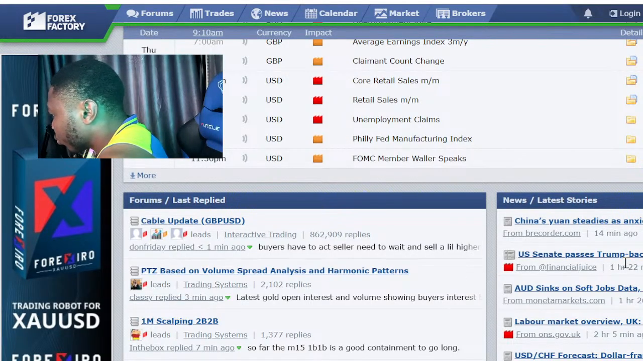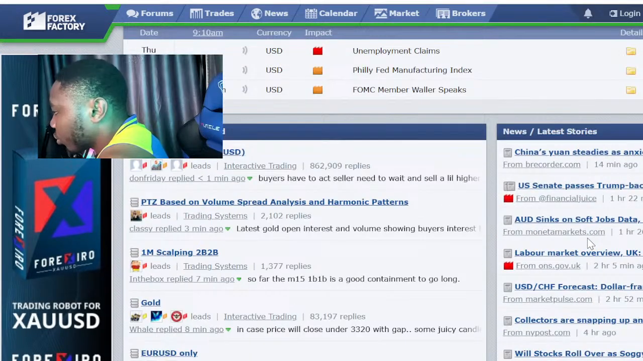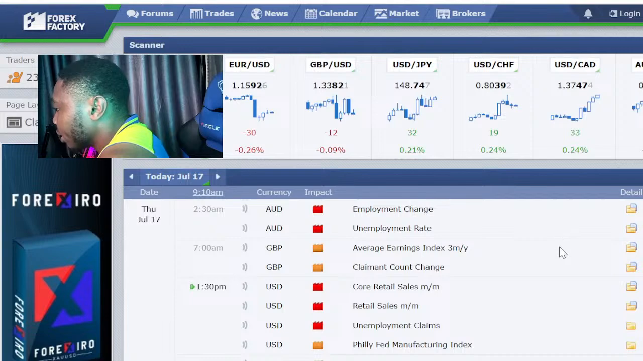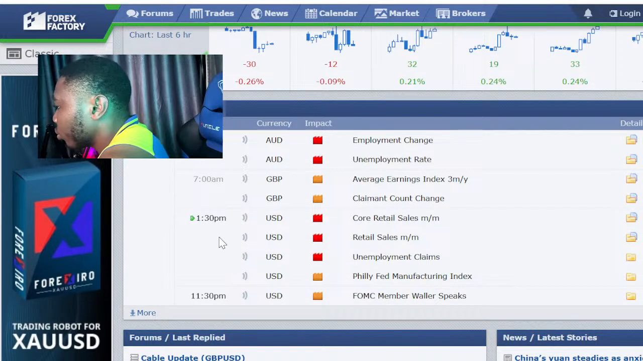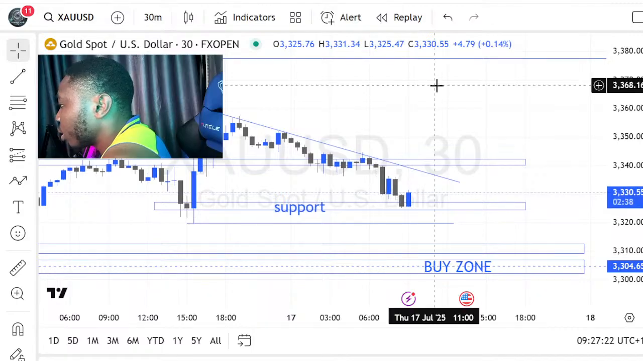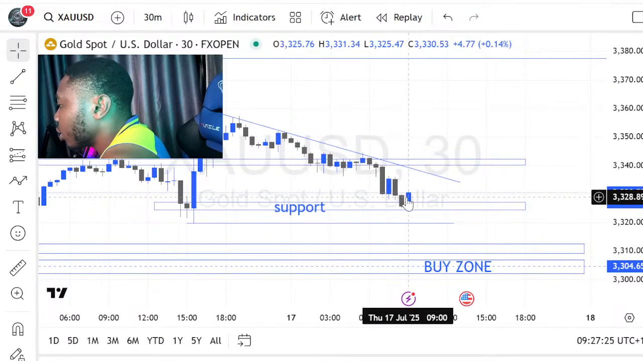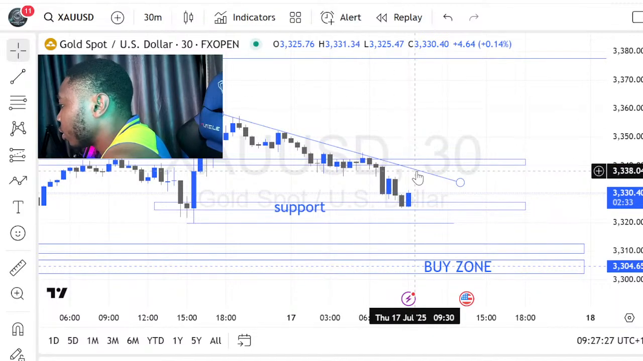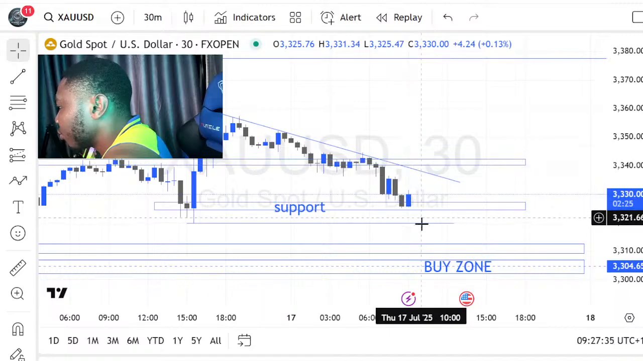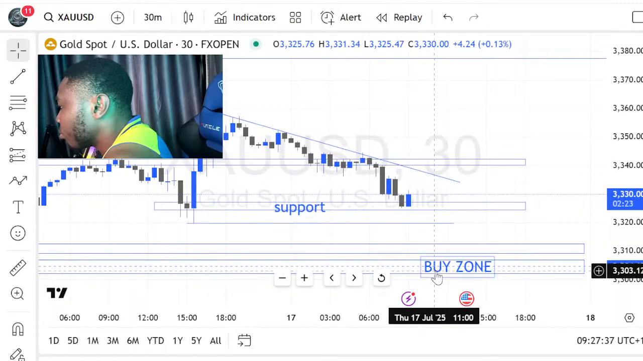US Senate passes Trump bill. That has been since yesterday, 1 hour or so. Not volatile. These are volatile news that are going to cause much impact in the market. So I should expect gold to come back up to this 38, 39, 40, and even 41. Then boom, come back like this. Okay.